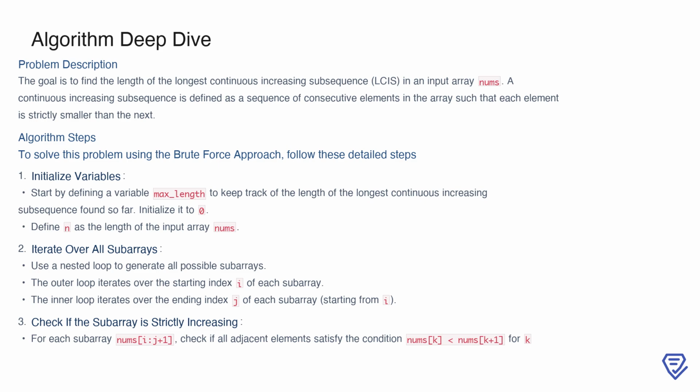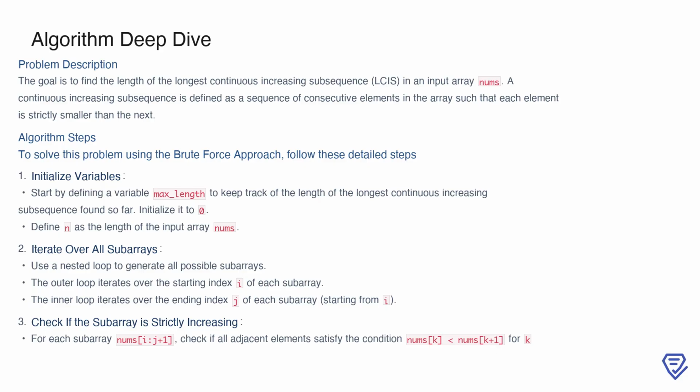To begin solving this problem using the brute force approach, we start by initializing two key variables. The first is max_length, which will store the length of the longest LCIS found so far, and this is initially set to 0. The second is n, which represents the length of the input array for clarity. Next, we use nested loops to evaluate all possible subarrays. The outer loop selects the starting index i for each subarray, while the inner loop iterates through potential ending indices j, beginning from i. This ensures we examine every possible subarray within nums.